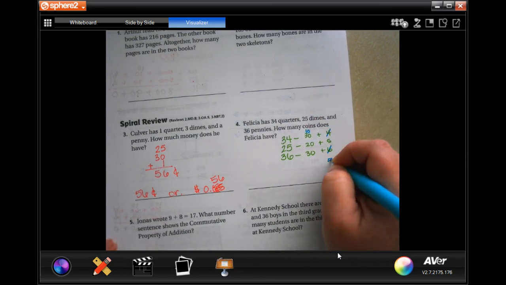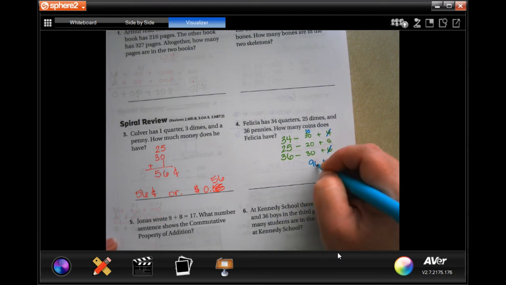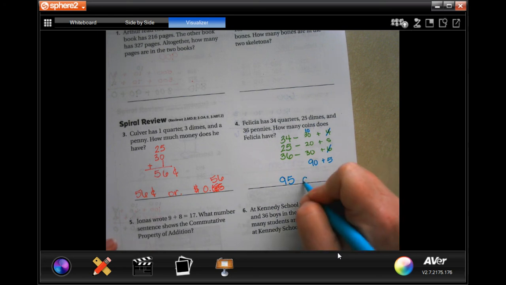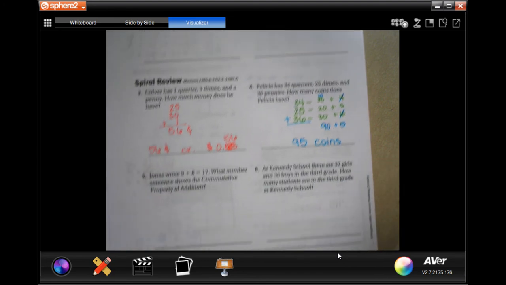Okay? So now I'm going to have 5, but I have 10 plus 30 is 40, plus 20 is 60, plus 30 is 90. So 90 plus 5, 95. Yes, I could have spent the time and added those all up and gotten the same result. It's just a little easier sometimes to break it up. Okay, so 95 coins. Don't forget to label.